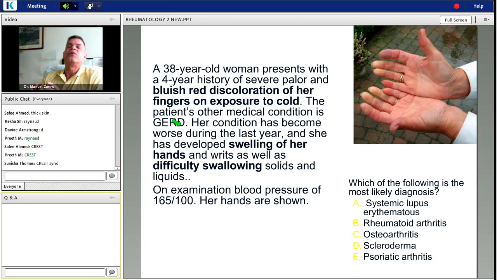And so one of the few things that actually can cause dysphagia to solids and liquids is going to be esophageal dysmotility, like in this patient. So we've got esophageal dysmotility can cause this problem. Another thing that can cause dysphagia to solids and liquids from the beginning is going to be things such as achalasia, okay?